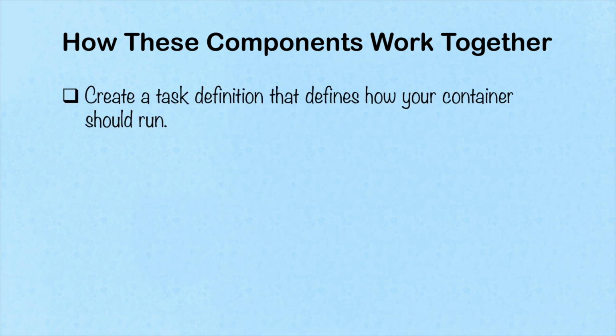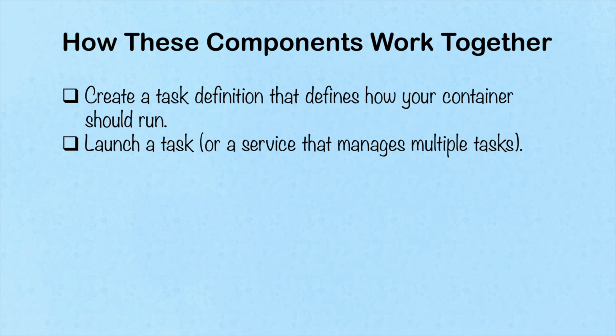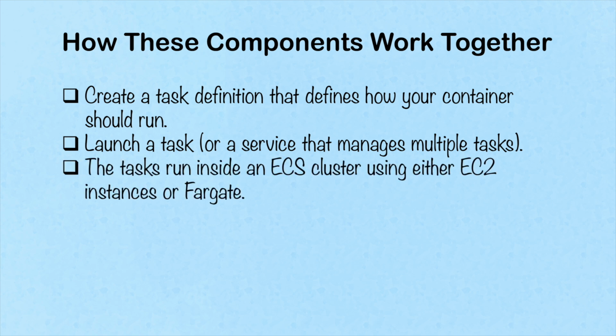First, you define how your container should run by creating a task definition. It specifies the Docker image, CPU and memory requirements, networking, and more. Next, you launch a task, which is simply a running instance of your container. If you need high availability, you can use an ECS service instead. It automatically manages multiple tasks, ensuring your app stays up and running. The tasks run inside an ECS cluster, which is a logical grouping of resources using either EC2 instances or Fargate.